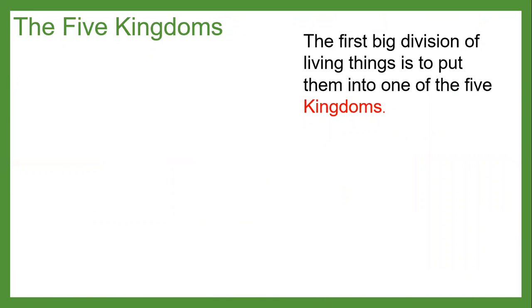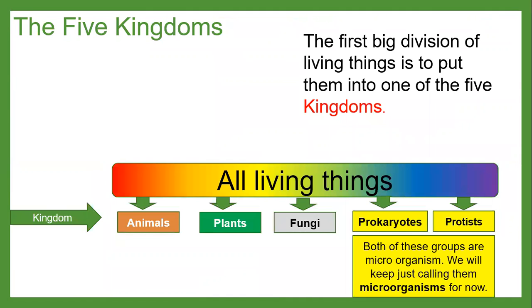Okay, there are 5 kingdoms. The first big division of the living things is putting them into one of 5 kingdoms. Okay, here's the 5 kingdoms: animals, plants, fungi, prokaryotes, and protists. Now, both of these groups are microorganisms, but we will keep calling them microorganisms for now. We're not going to keep changing the names for now, okay?